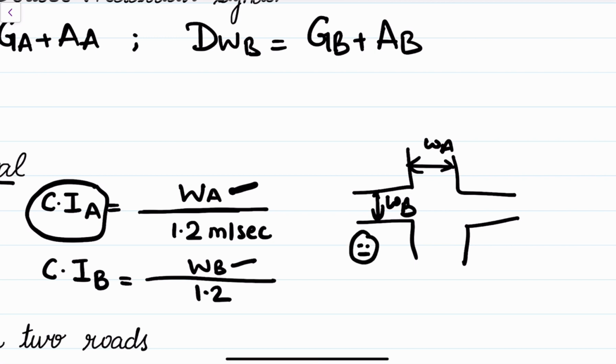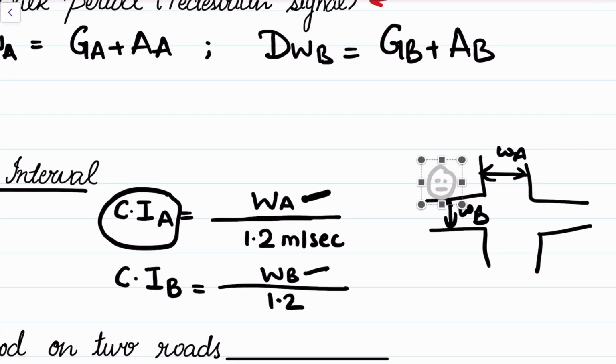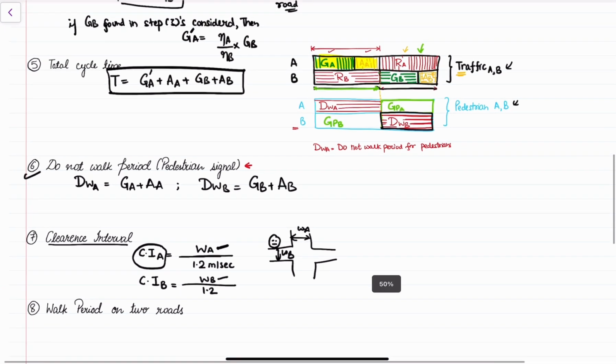The pedestrians move with a speed of 1.2 meters per second, and we want the whole of the pedestrians to cross this, right? So the clearance interval will be equal to distance upon speed, WA divided by 1.2 meters per second, which you can assume as an amber time for the pedestrian.